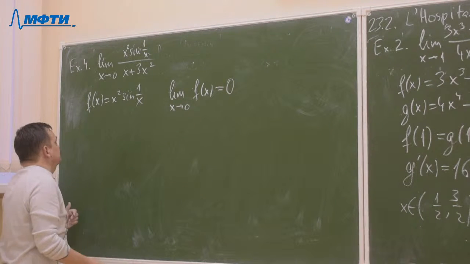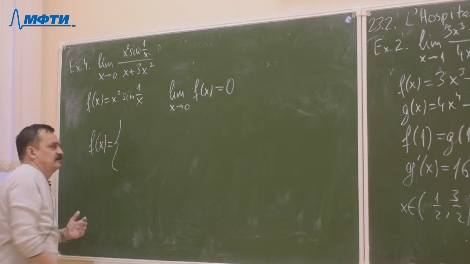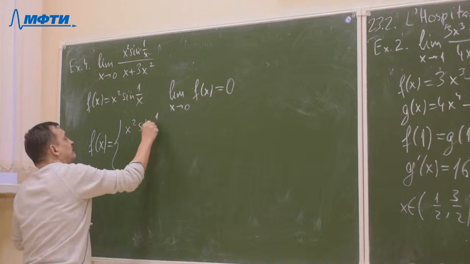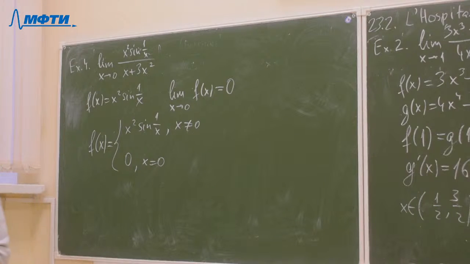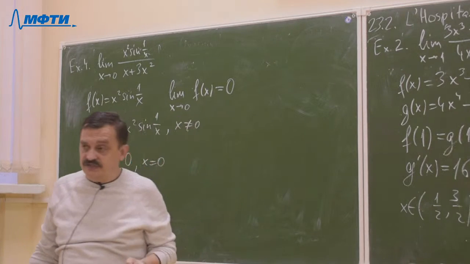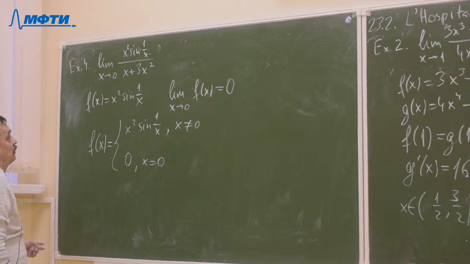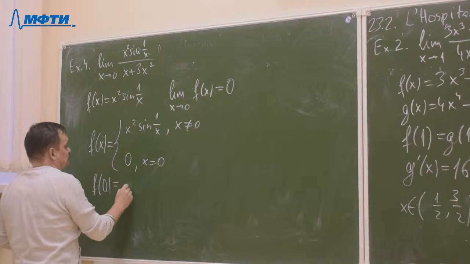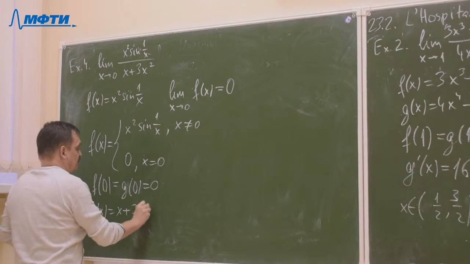It means that we can consider, I'll use the same notation f of x as it is given in your lecture notes from the beginning, by the way. So we can define the function like that. Then the function f of x is continuous everywhere. And f of 0 is 0, right? f of 0 is equal to g of 0, which is 0, where g of x is, of course, x plus 3x squared.